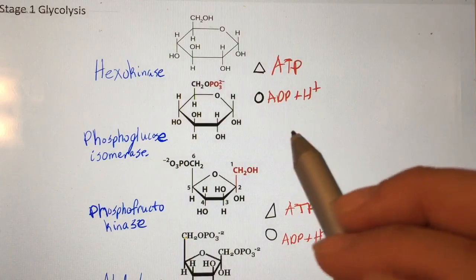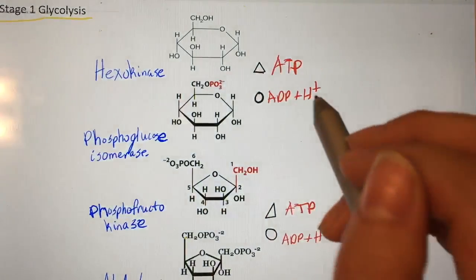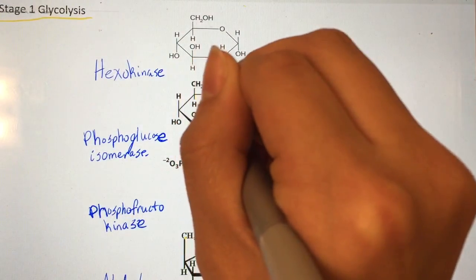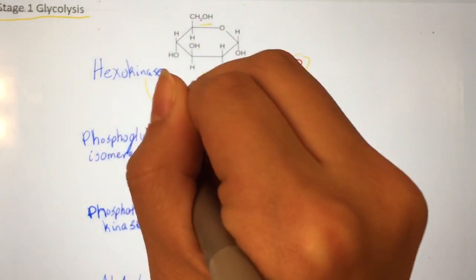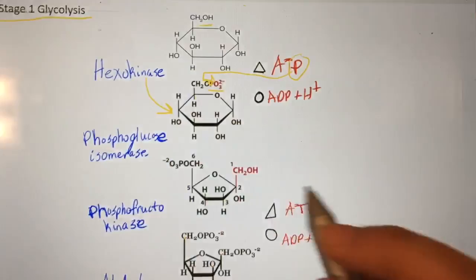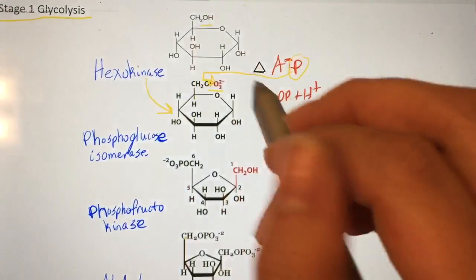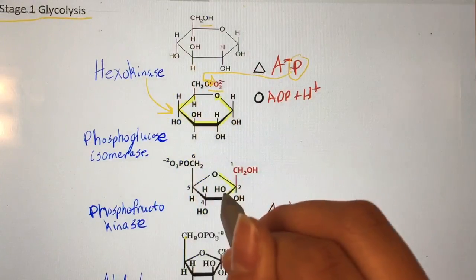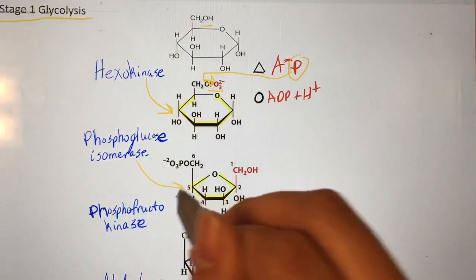Now we are in the cytoplasm of the cell. This is stage 1 of glycolysis. The transfer of the phosphoryl group from ATP to the hydroxyl group on carbon 6 of glucose is catalyzed by hexokinase. This reaction is a phosphorylation. The isomerization of glucose 6-phosphate to fructose 6-phosphate is a conversion of an aldose into a ketose. The reaction is catalyzed by phosphoglucose isomerase.